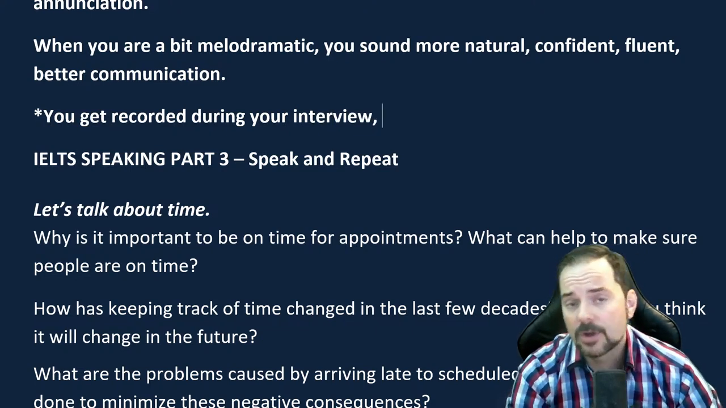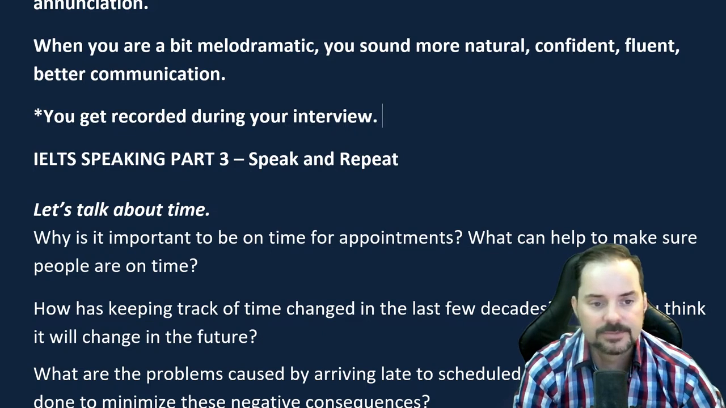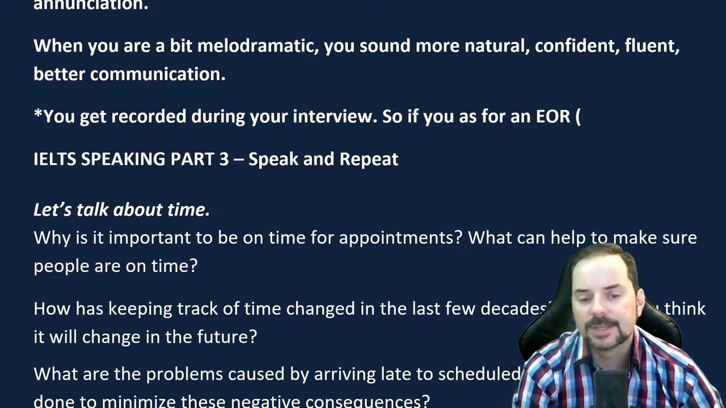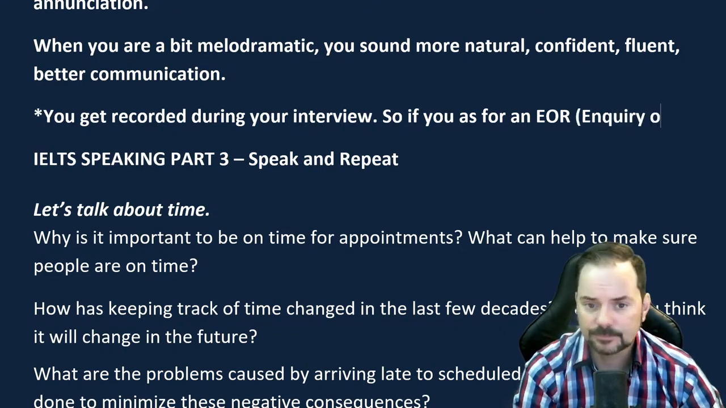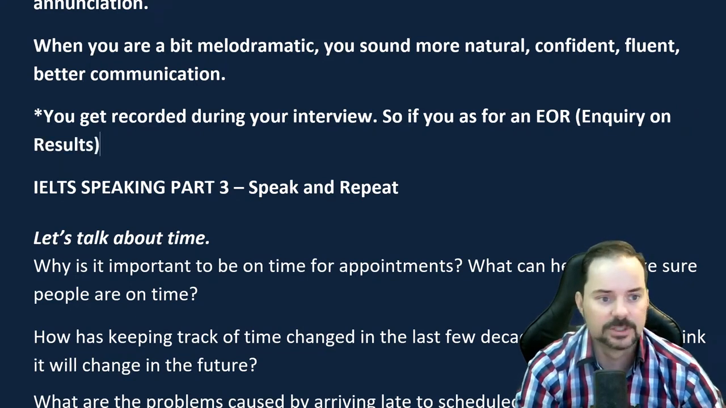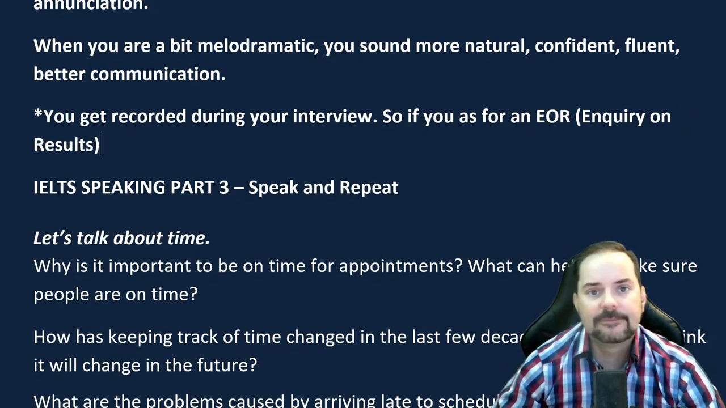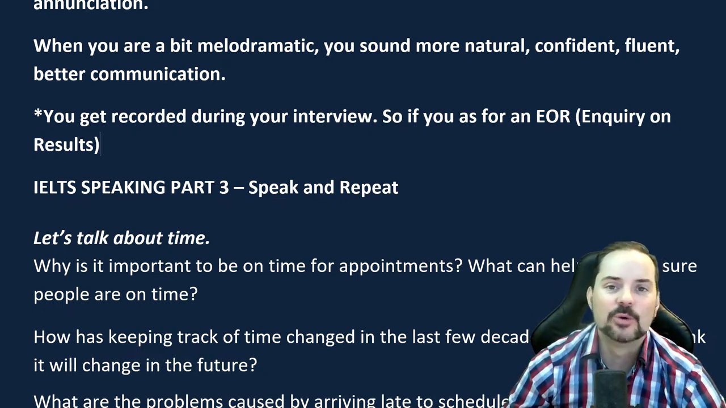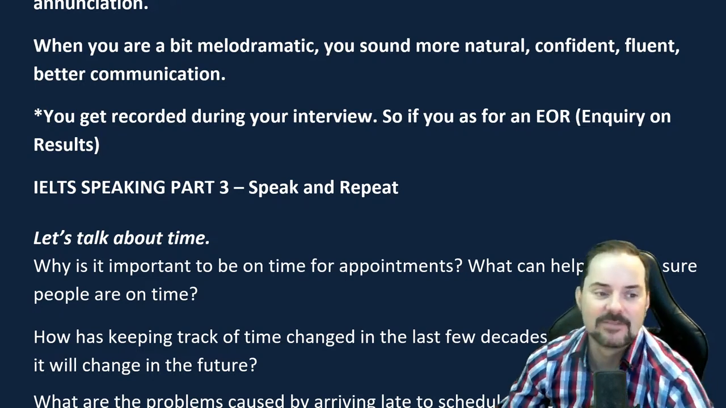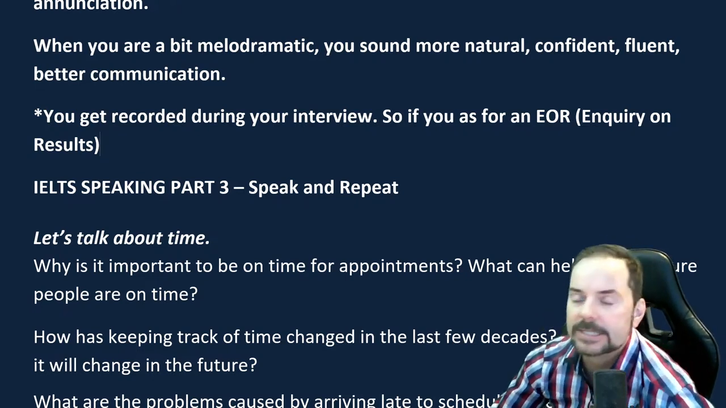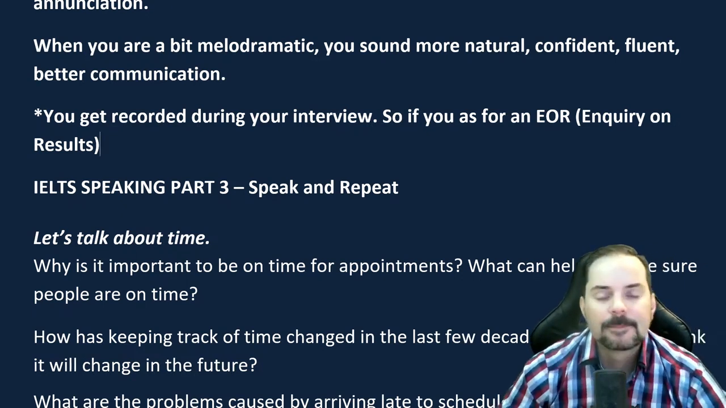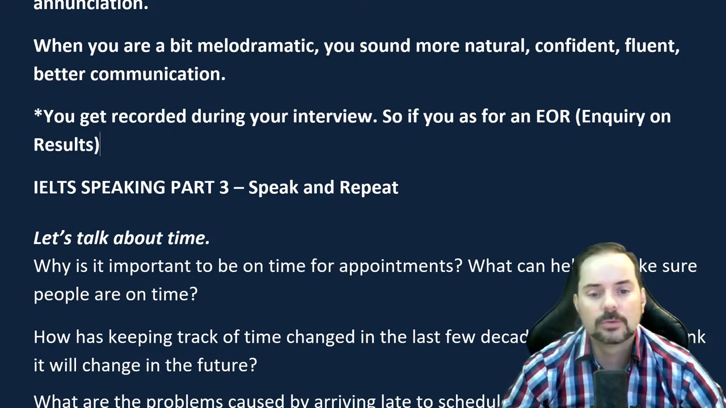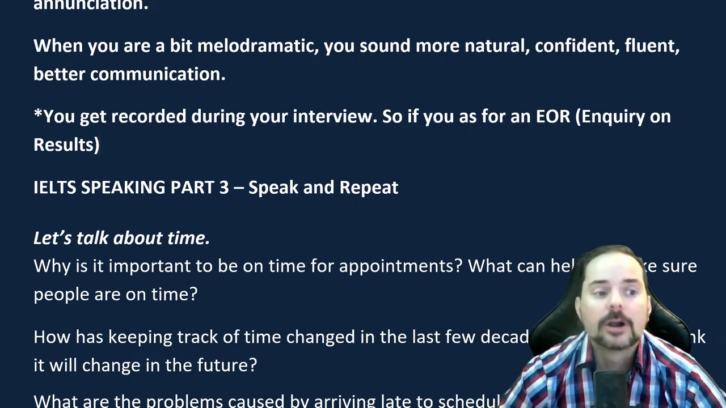And if you ask for an EOR, now an EOR in the IELTS is called an inquiry on results. Ooh, very technical and official sounding. So let's say you get a band 5 in your IELTS speaking, and you're like, no way, Jose, that was not a band 5. I was awesome. I should get at least a band 6.5. Then you have, I think, 2 weeks after your test to start what's called an EOR, an inquiry on results.